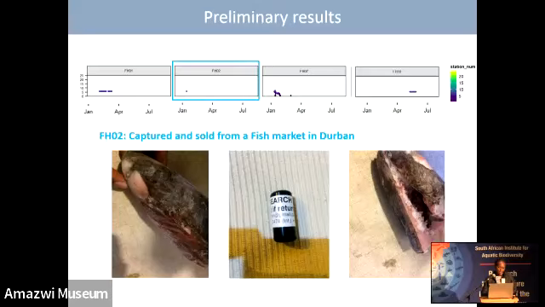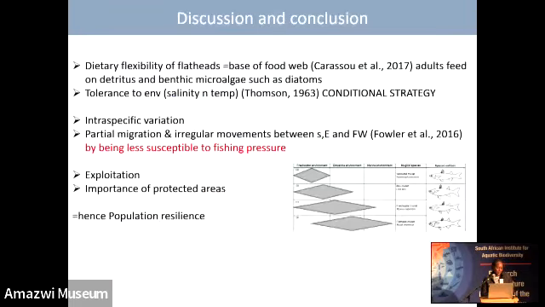But then mullets are also very much prey species, so they might have been taken by other species, or even some are recaptured and then they're sold in the market, some of them. And then something else to note is that there's illegal gill net fishing that occurs in the estuaries that are targeting some mullets. So that could be the reason for some of them missing.